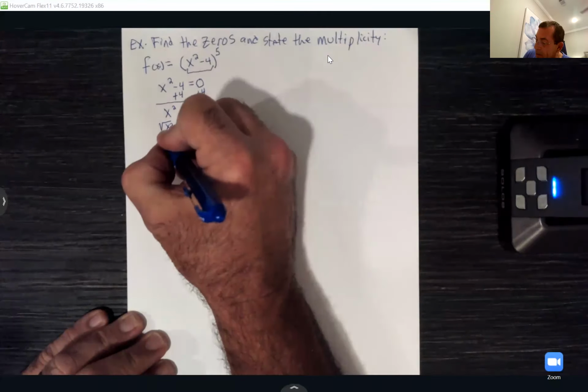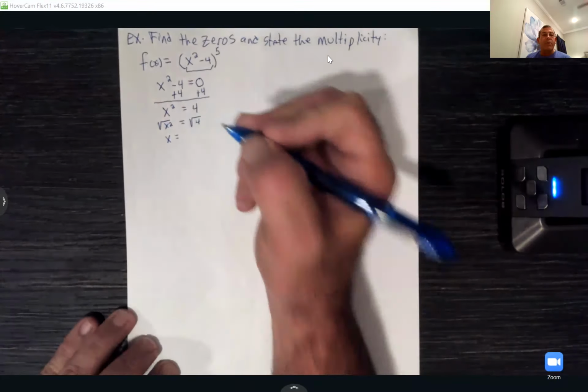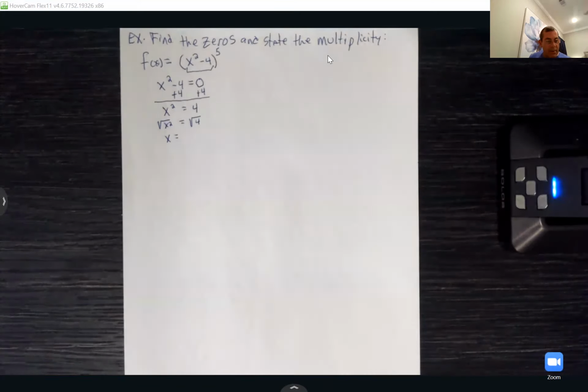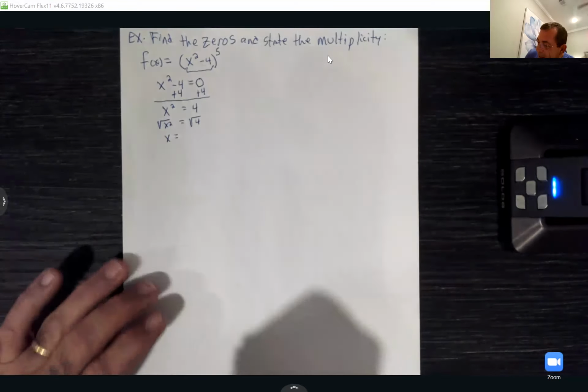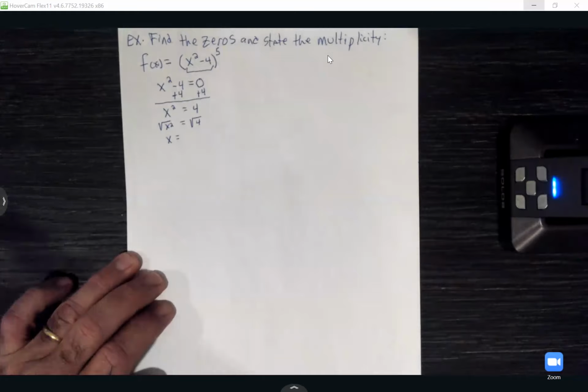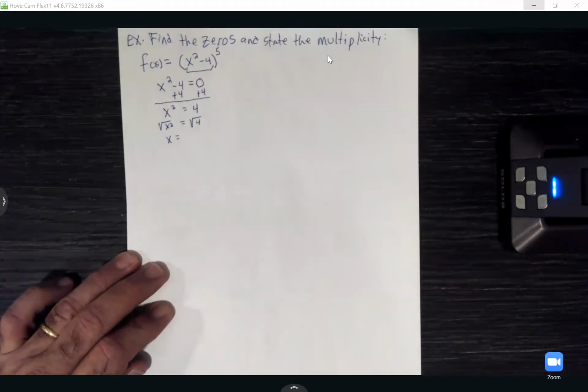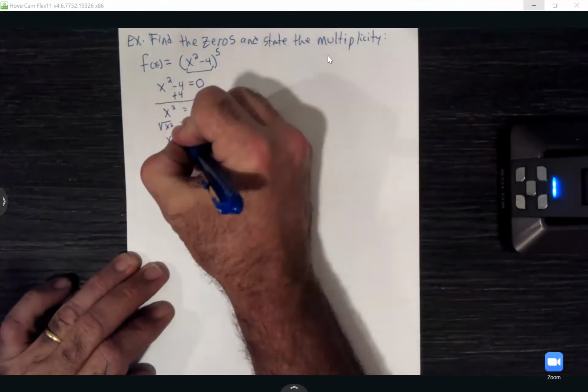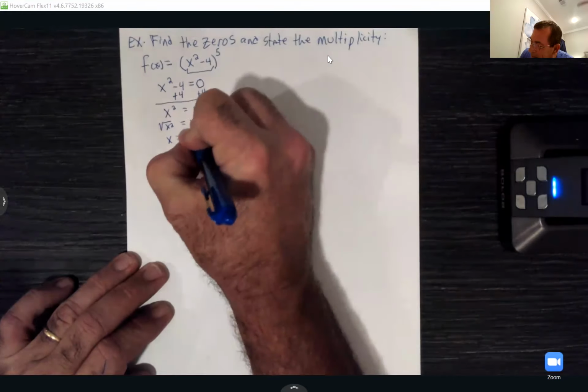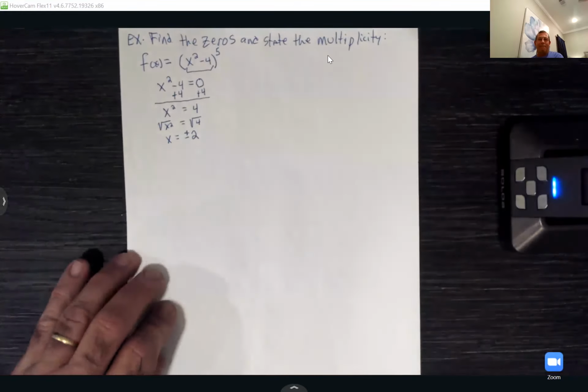So square root of x squared is x. So y'all, what's the square root of 4? Is it 2? That's one of them. Or negative 2, I think. There you go. So I'm actually going to use the plus or minus 2 on that.